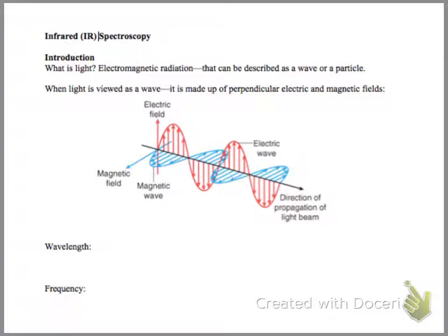You've learned about light in other classes, and we're just going to do a brief summary. Light is electromagnetic radiation. It can be described as a wave or a particle. And when you look at light as a wave, it's made up of magnetic fields that are perpendicular to each other. And we can describe its wavelength and its frequency.